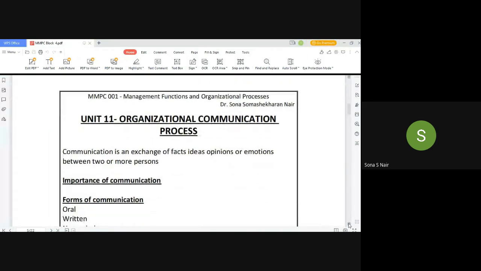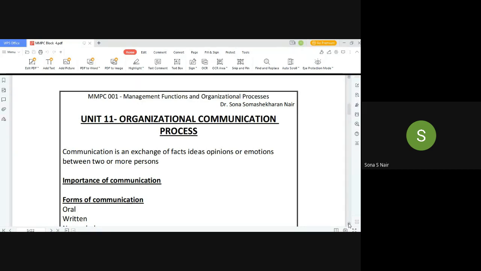Unit number 11 of block 4 is about organizational communication processes. And as I understand, you have a subject completely dedicated to business communication. So whatever portion is in your syllabus here has most probably been covered, or will be covered, by that business communication subject. But we will briefly go through this unit.